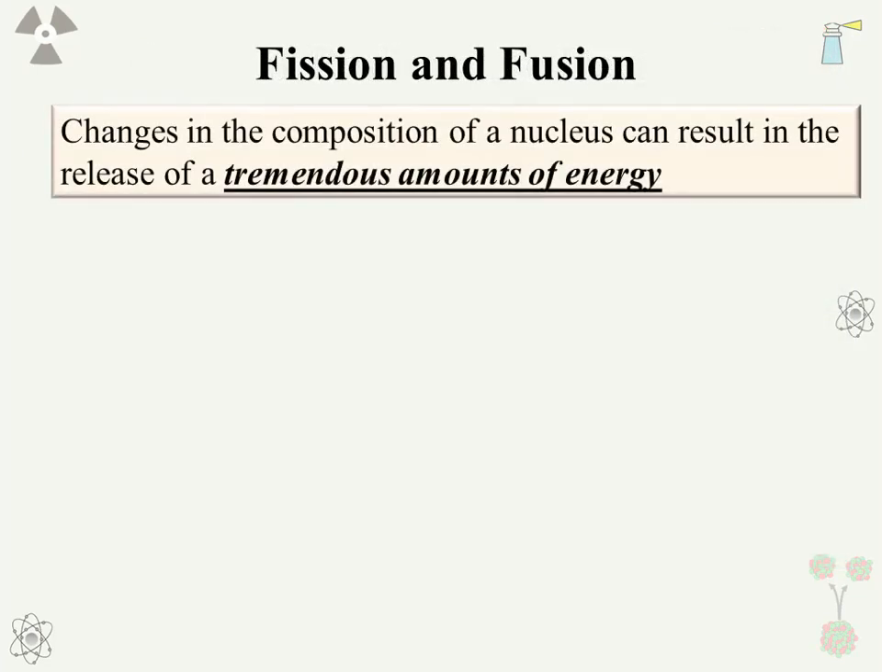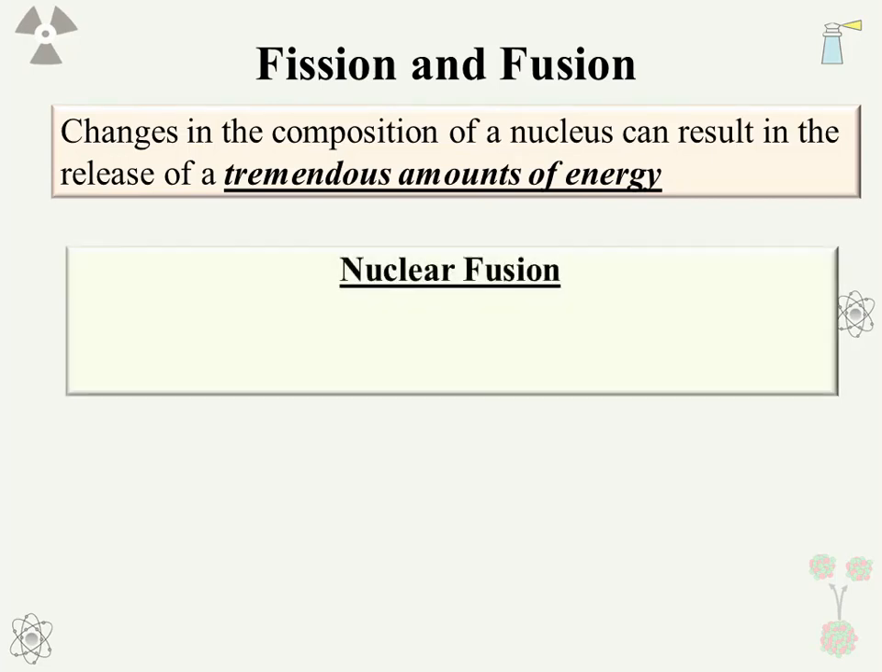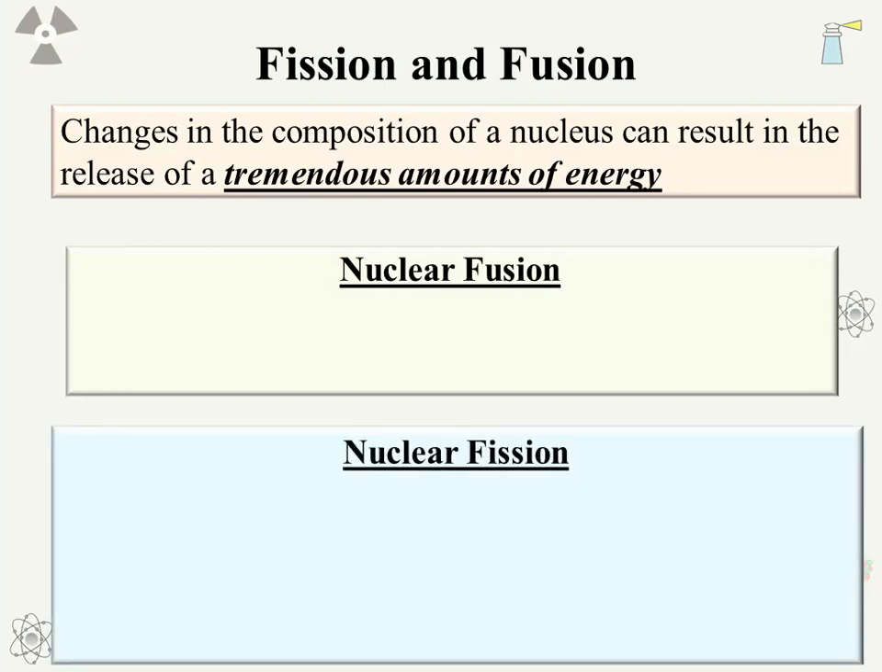On to our first topic. Changes in the composition of a nucleus can result in the release of a tremendous amount of energy. Two important ways this happens is nuclear fusion and nuclear fission.